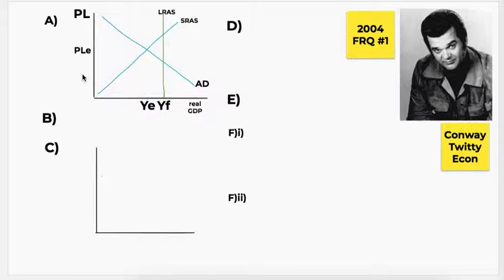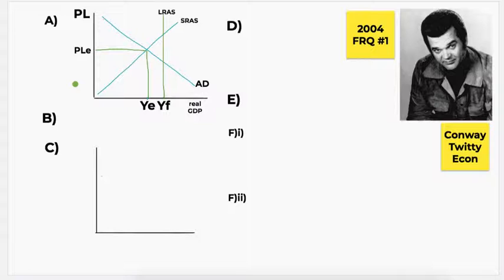All right, so that was part A. All 3 points. Labeled it, labeled it, labeled it. And if we want to, we probably should too. I can't draw dotted lines, so I'm just going to draw that there and that there, showing that we are below potential output. We have higher unemployment, and our price level is right here.